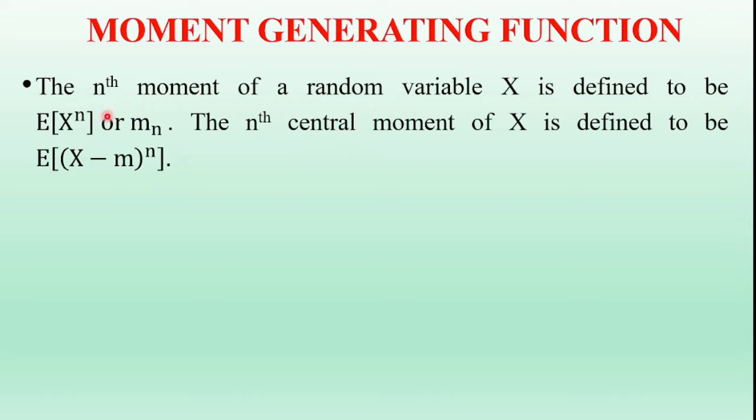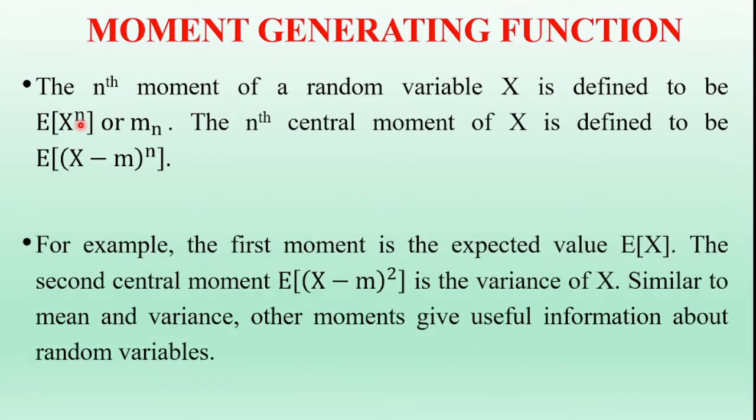Now in the moment about the origin, in this expectation of X power n, substitute different values of n, that is n equal to 1, n equal to 2, n equal to 3, like that. Substitute n equal to 1, we get the first moment of a random variable X, that is expectation of X. Substitute n equal to 2, we get the second moment of a random variable, that is expectation of X square.